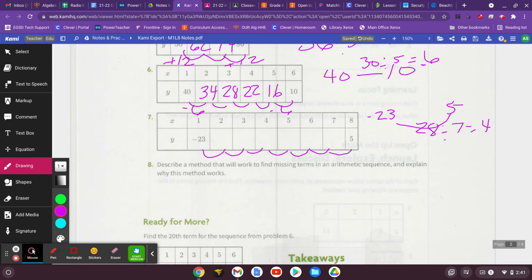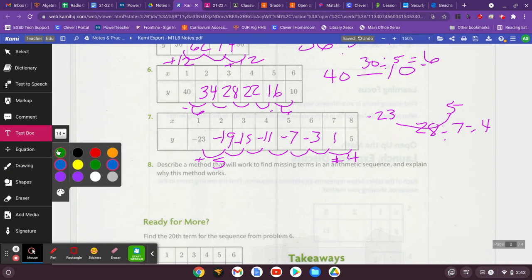So negative 23 plus 4 is negative 19. Negative 19 plus 4 is negative 15. Plus 4 is negative 11. Plus 4 is negative 7. Plus 4 is negative 3. Plus 4 is 1. Plus 4 is 5. Awesome. Okay, so describe that method that works.